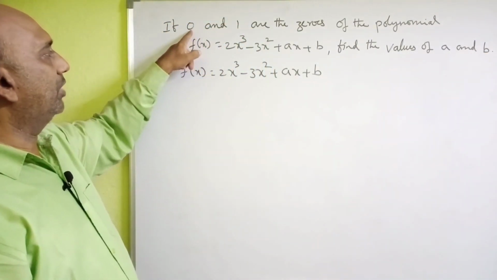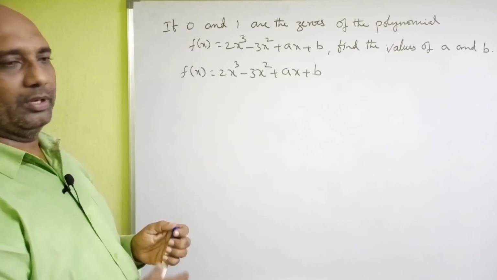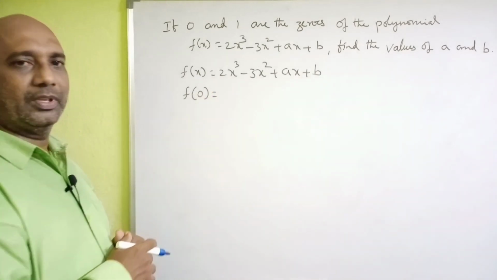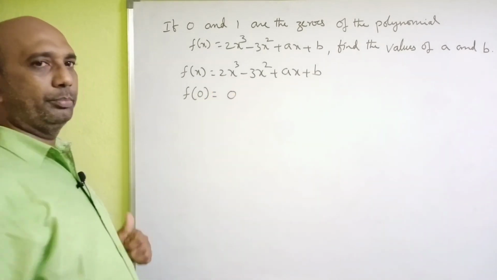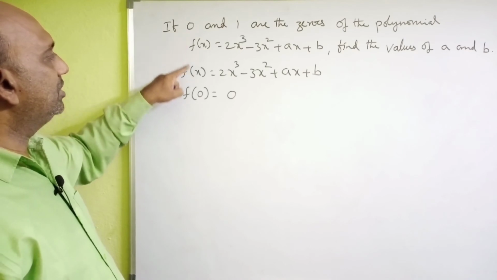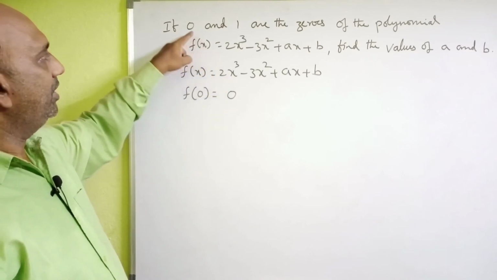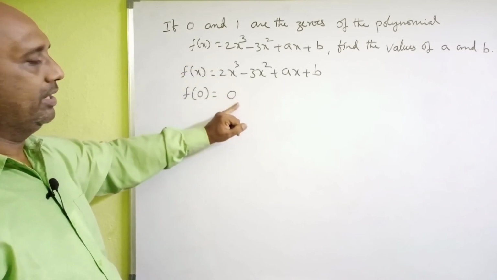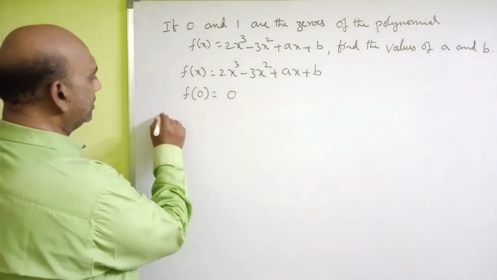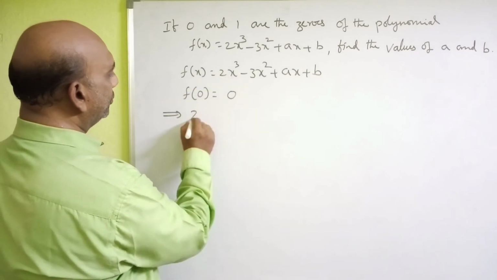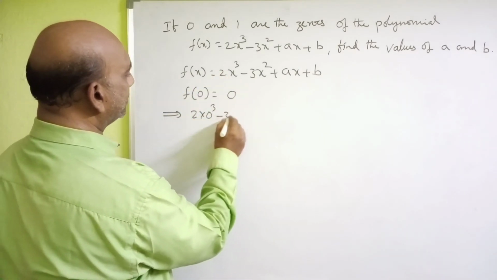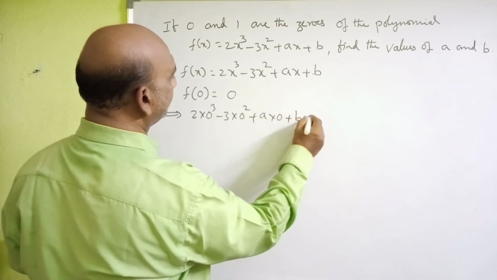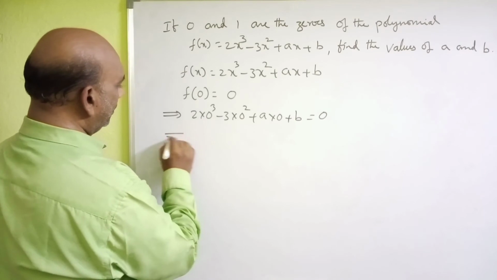First take this one. This is also a 0 of the polynomial. For that substitute 0 in place of x and take equal to 0, because given this is the 0 of this given polynomial. That implies by substituting 0 you will get 2 into 0 cube minus 3 into 0 square plus a into 0 plus b equal to 0.